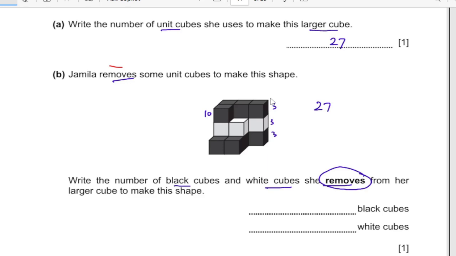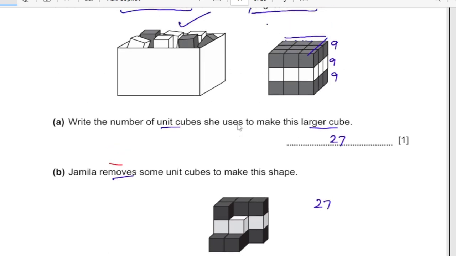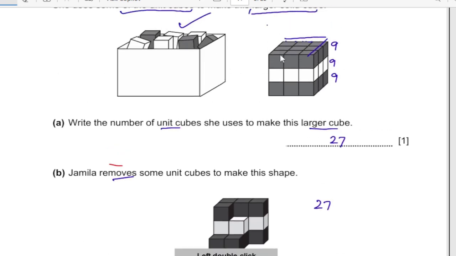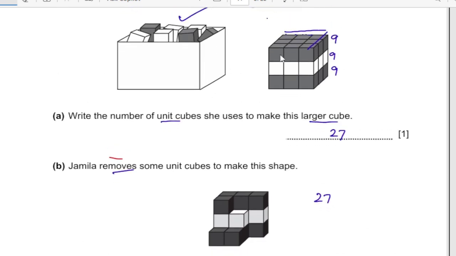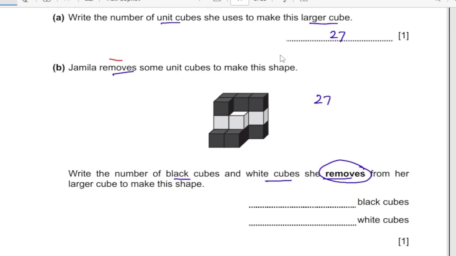Sorry guys, I haven't read the question. Black cubes, so just black cubes, right? How many black cubes did we have here? In the previous one we had the black cubes as 9 up here, 9 here. So black cubes were 9, 18. Total black were 18, right?